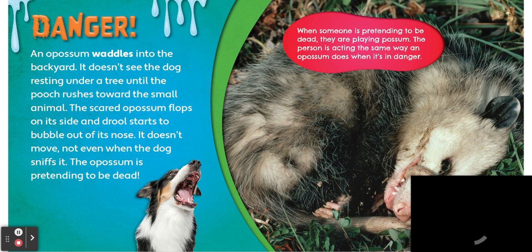Now, if we look at this red circle here, what is that called? Yes, it's called the caption. And what does the caption tell the reader? What the picture is about. Excellent job. When someone is pretending to be dead, they are playing possum. The person is acting the same way a possum does when it is in danger.